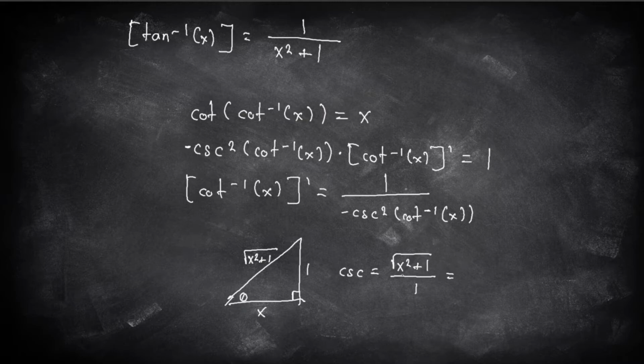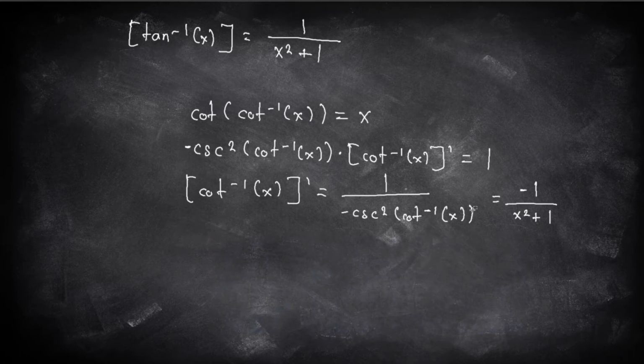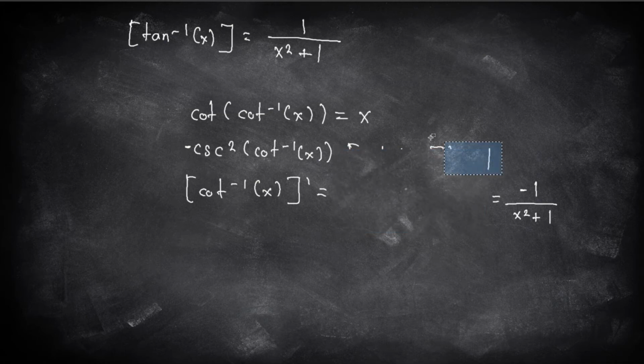But we're not looking for that though. We're looking for the square, so this simplifies to x squared plus 1. But this is negative, so let's just move the negative to the top. So 1 times negative equals negative 1 over what's left, x squared plus 1. So it has a similar idea to how inverse sine and inverse cosine worked. One is positive and one is negative.